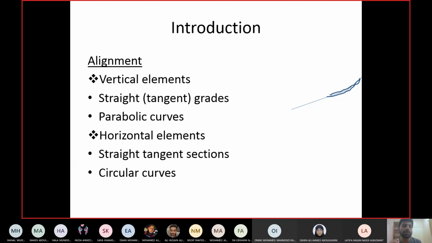Then we have the horizontal alignment. Horizontal alignment again has two elements, straight and circular curves. Okay, straight sections and circular curves. Straight sections are known as tangents, and circular curves are also known as horizontal curves. Again, circular is the shape of the curve, and horizontal because they are in the horizontal plane. So if the road is going straight in the horizontal plane, what is constant for this section of the road? The angle, right? The angle of the road from the reference axis is constant.